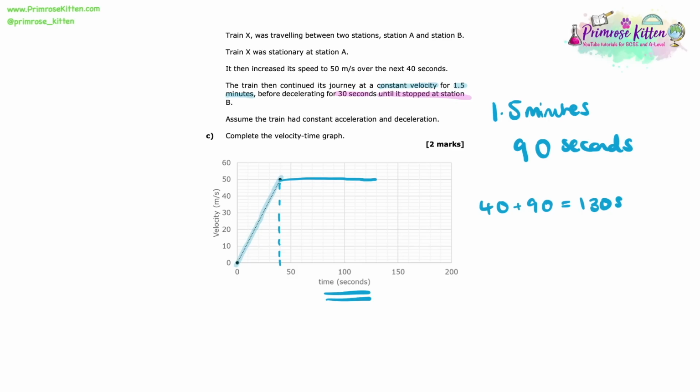So then we're told before decelerating for 30 seconds until it stopped at station B. So it's going to come to a stop, so it's going to end with a velocity of 0 and it's decelerating for 30 seconds. So at the minute we are at 130 seconds, and if we're going to decelerate for 30 more seconds, we're going to come to a stop at 160 seconds. So that means we're going to do a straight line, use a ruler and a pencil with this question in the exam, a straight line down to 160. And so there we have it, that is our completed velocity time graph.